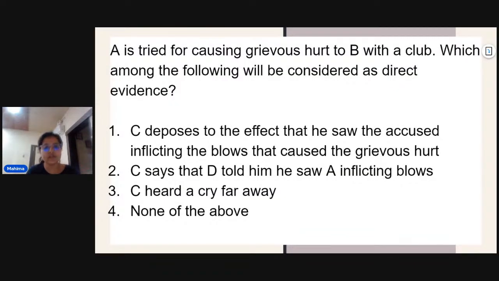A is tried for causing grievous hurt to B with a club. Which among the following will be considered as direct evidence? C deposes to the effect that he saw the accused inflicting the blows that caused the grievous hurt. C says that D told him he saw A inflicting blows. C heard a cry far away. None of the above. Yes, it is when C deposes to the effect that he saw the accused inflicting the blows that caused the grievous hurt only. What is 11, Medha? 11 means option number 1. Yes, it is option number 1.